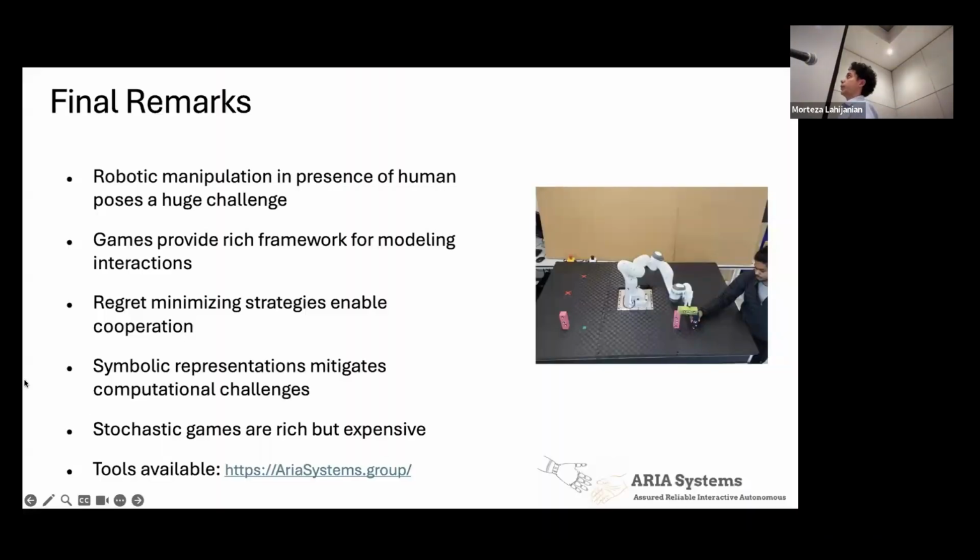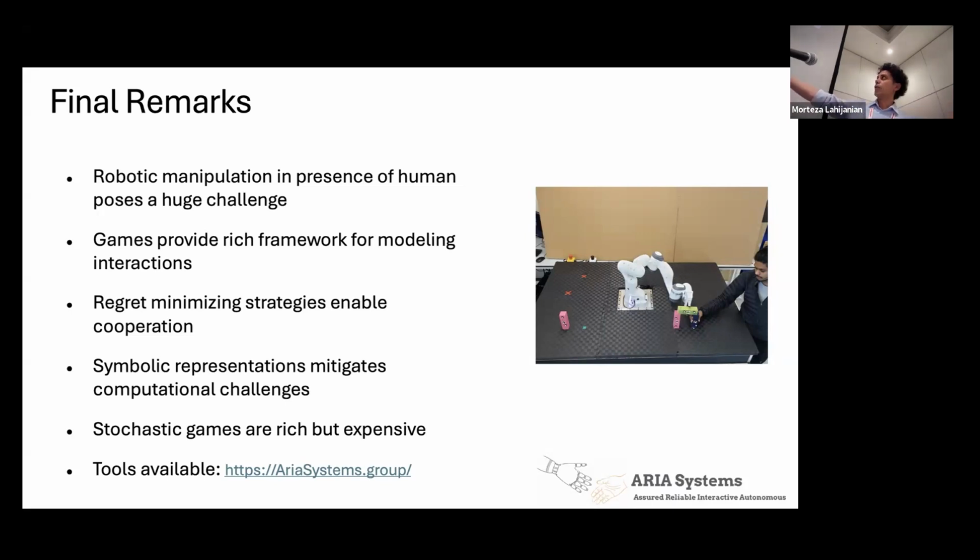All right, so in conclusion, robotic manipulation is a very difficult problem, especially when it comes to interaction with humans, not only because of safety, but also the type of strategies a robot should take. And games provide a very good framework for reasoning and modeling these interactions. But the type of games that you use is very important. Are you looking for cooperation? Are you looking for adversarial behaviors? Are you looking for some sort of a quantitative measure? If you do not have any data, in our experience, regret minimizing strategies or regret minimizing games are a very good representation and a very good way of providing guarantees and seeking cooperation at the same time.